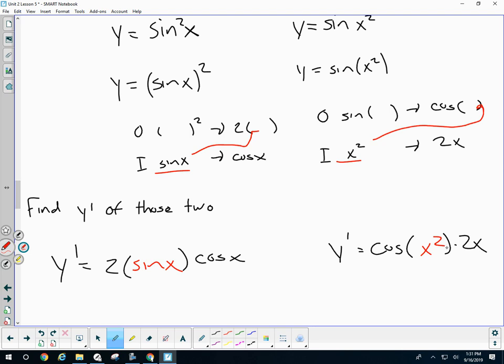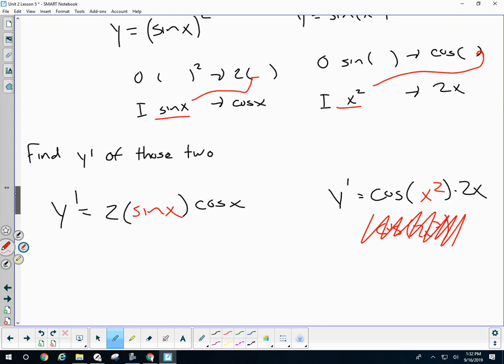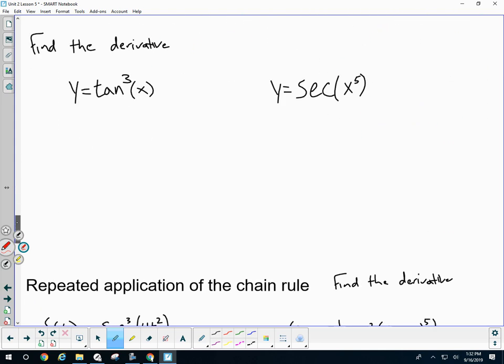Can I multiply the x squared and the 2x to make it 2x cubed, cos 2x cubed? No, don't do it. The x squared's inside the cosine. Order of operations, I have to do that trig function first before I worry about the multiplication. So don't do that. We're done. This is perfect. Move on.